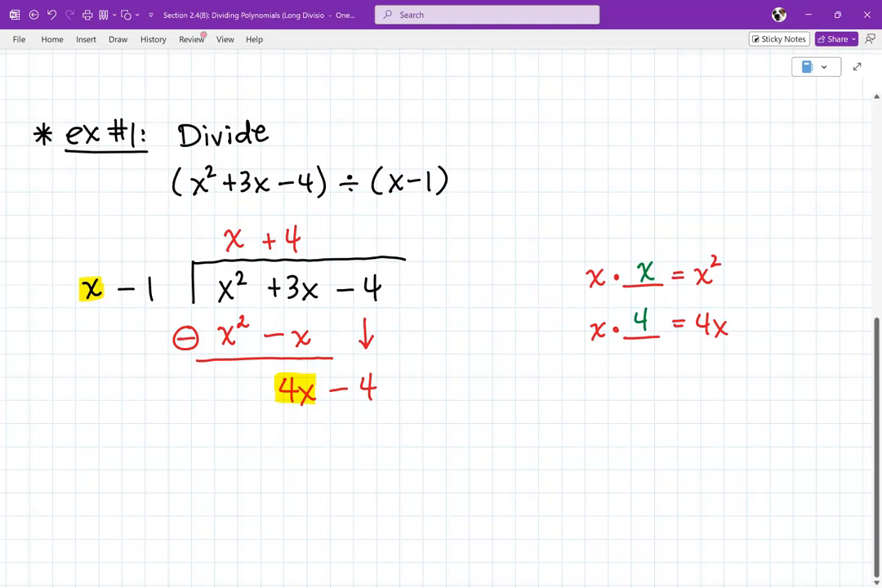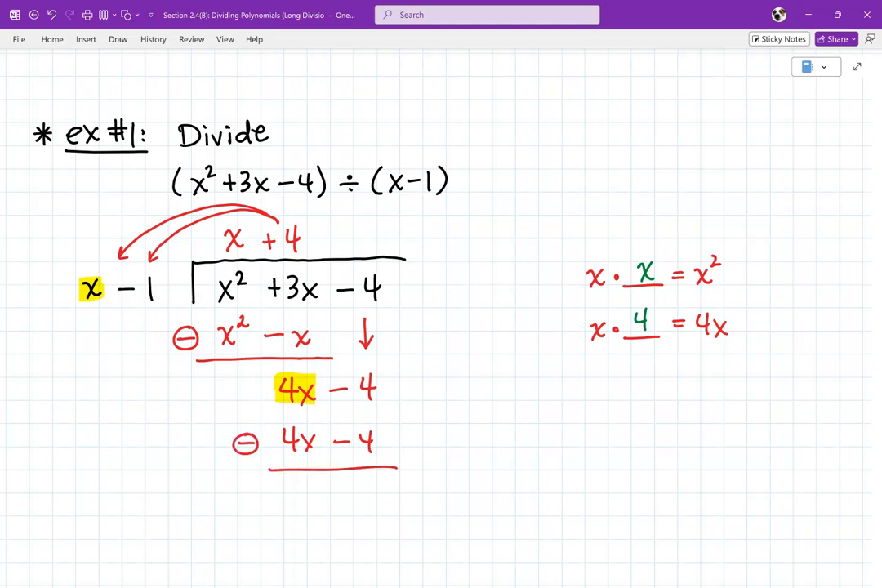Now I'm going to get this positive 4 and multiply it times the two numbers in the front. But notice, I'm not multiplying by x plus 4. No, just the 4. So 4 times x is 4x. And what's 4 times negative 1? Well, negative 4. Let me subtract.